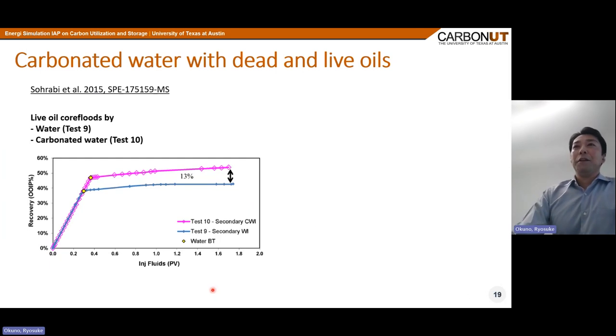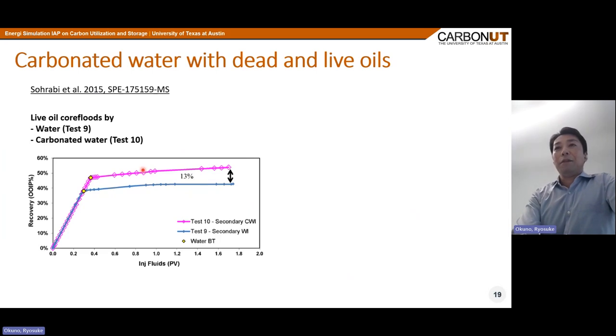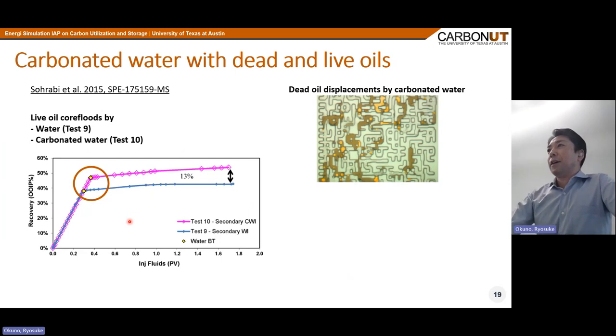A particular result shown here is their core floods with live oil. One case is water flooding, and the other case is carbonated water flooding. The blue line is the water case, and the pink one is carbonated water. This live oil core flood using two cases clearly showed the difference from the previous slide of gradual oil recovery after breakthrough. Here you see oil recovery upon the breakthrough time is much enhanced by using carbonated water for this live oil flooding. And they explained the mechanism by using a separate experiment using microfluidics under high pressure.